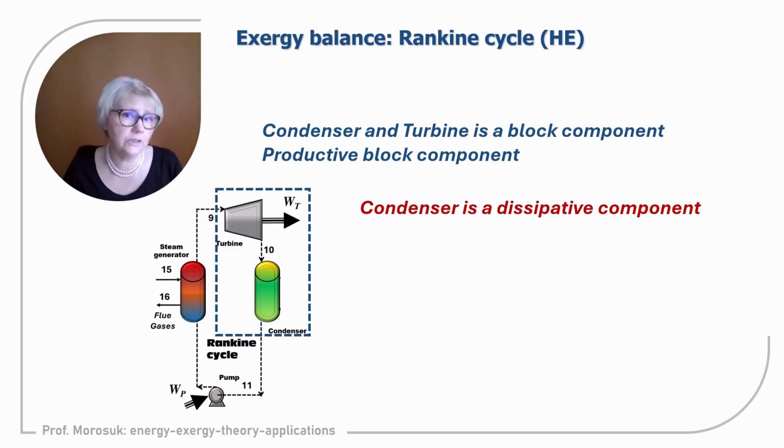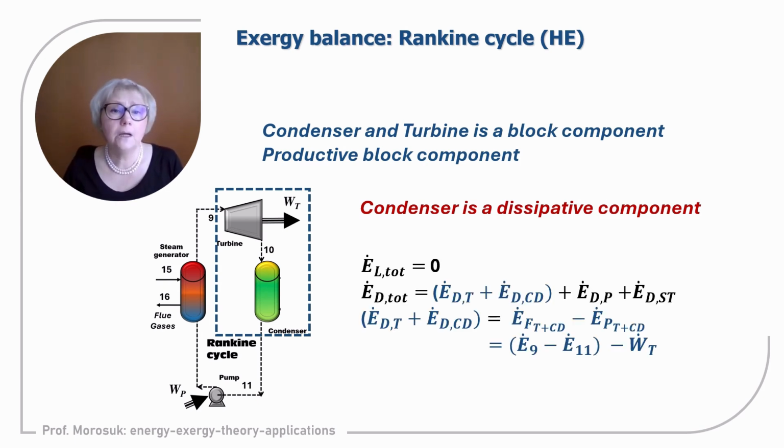So many components can be together as a black box, for example. And we can say that this block is productive. So two components will be together a productive block. Then exergy losses of the overall system will be zero because there is no exergy transfer to the environment. And for exergy destruction, we will have only three components. We will have the block of turbine and condenser, like one component. We have exergy destruction within the pump and exergy destruction within the steam generator.